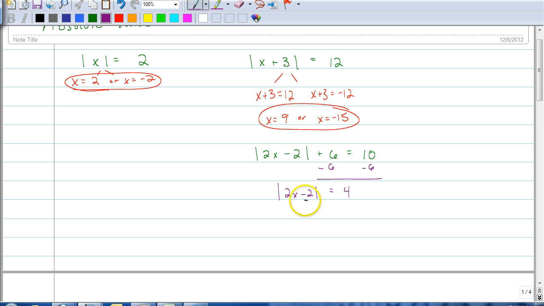Now again, you want to ask yourself, what 2 numbers can I put inside of the absolute value that would give me 4 as my answer? So I could put 4 inside the absolute value, because the absolute value of 4 would be 4, or I could put -4 in there. So what that means then is I could have 2x minus 2 equaling 4, or I could have 2x minus 2 equaling -4. Because I can put 4 or -4 inside that absolute value, and inside the absolute value I have 2x minus 2. So 2x minus 2 could equal 4, or 2x minus 2 could equal -4. Add 2 to both sides.